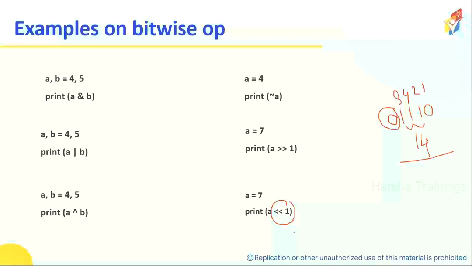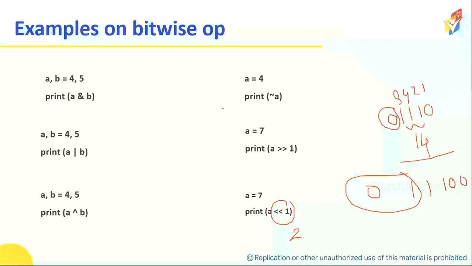Now, shall I move 2 bits left side? Now, I have 0111. If I want to have 2 bits left side, I will add 2 zeros here, and I'll remove 2 left side bits. What is the answer for this? Can you please respond? 12. Is it 12? Here we will do a small mistake. Most of the people will do this kind of mistake. Is it okay? Shall I do it in a different way?